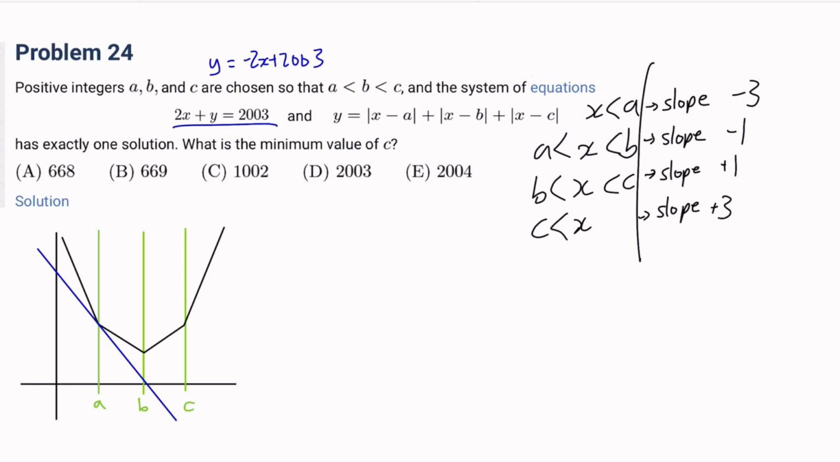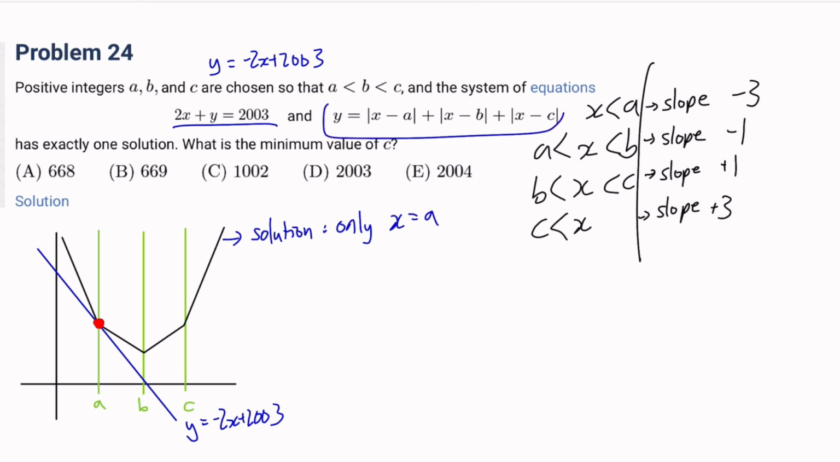So this is y equals negative 2x plus 2003, and this point would be the only solution. So the solution is only when x equals a, right? And since this is possible, that would give us the y value of a.